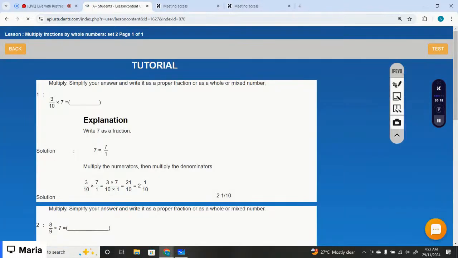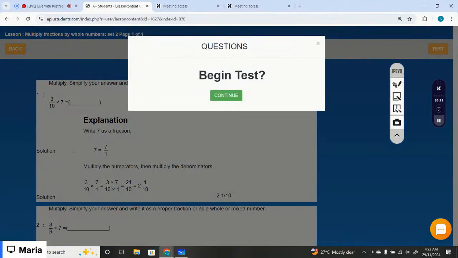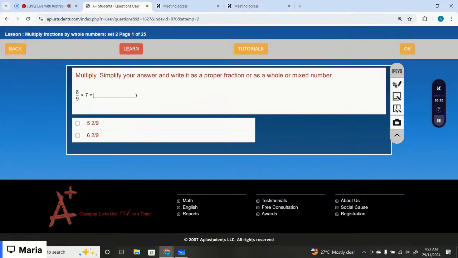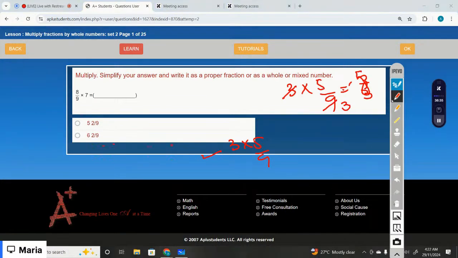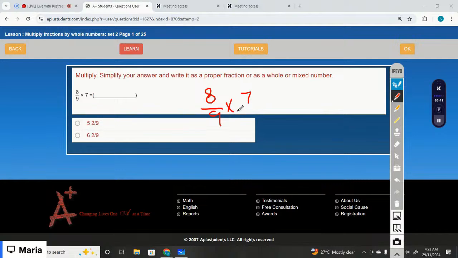Okay, let's just start with the test questions. You can have a look at the tutorial by yourself later today, because they are already solved. So 8 over 9 times 7. We have already done set 1 in the previous lesson, so we know how to multiply fractions and whole numbers. It is very easy. You don't have any denominator for 7, so that means that is 1. So 8 times 7 is 56 over 9.